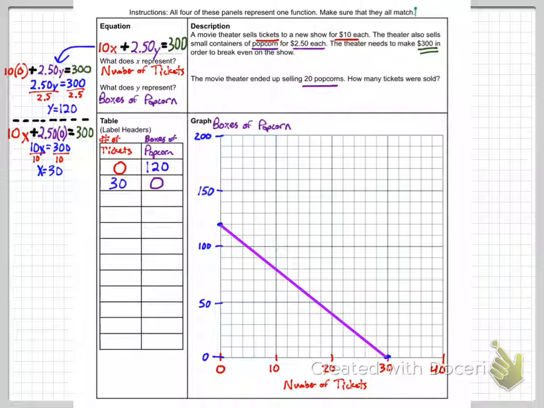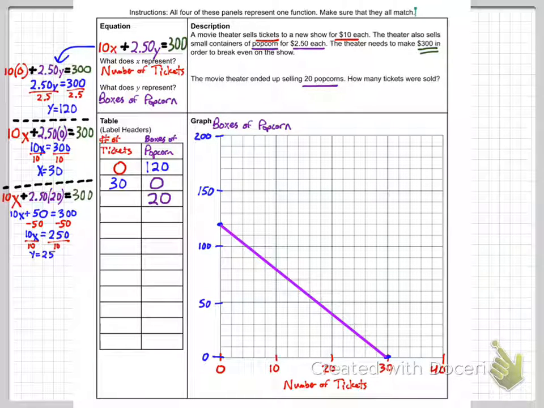So we draw the line between them, and we have to answer this question. The movie theater ends up selling 20 popcorns, or 20 boxes of popcorn. How many tickets were sold? Well, boxes of popcorn is y, so we're solving for x here. Make sure you say x, and we're solving for x here. So that must be x. And we solve, x equals 25. So we must have sold 25 tickets if we sold 20 boxes of popcorn. You could even see this on the graph, as it's that point right down there that I just marked.